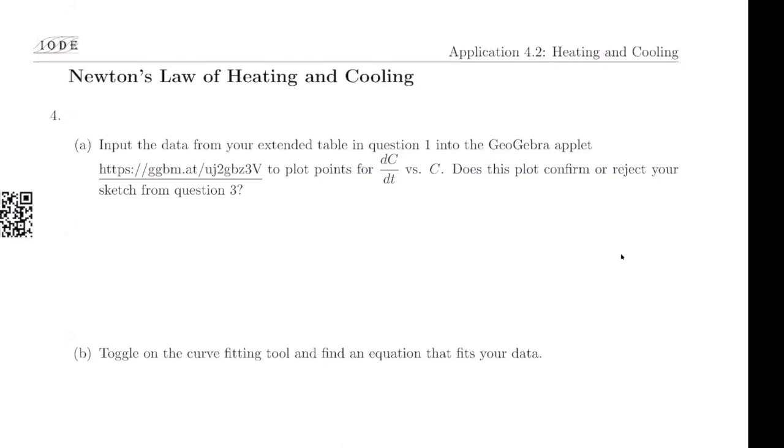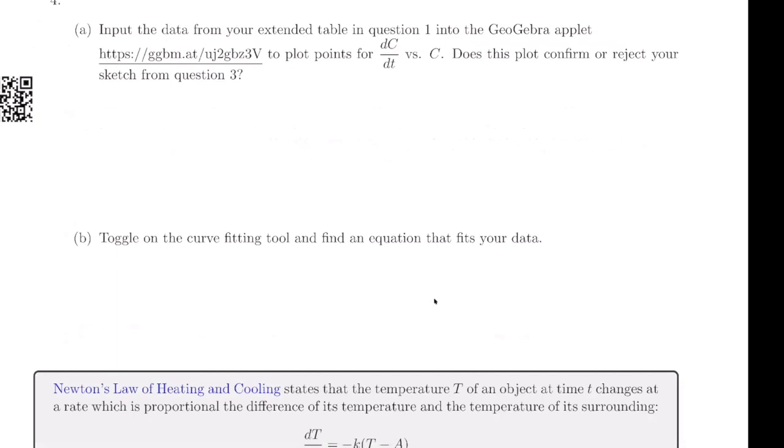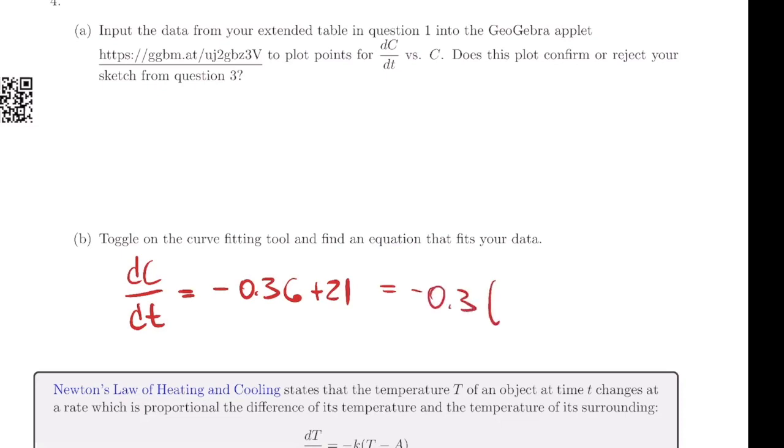Okay, great. So yeah, just to catch us up, we had a formula that was about dC/dt, this was our first model, which we then could express by pulling out this constant and write it as minus 0.3 times the quantity C minus 70.